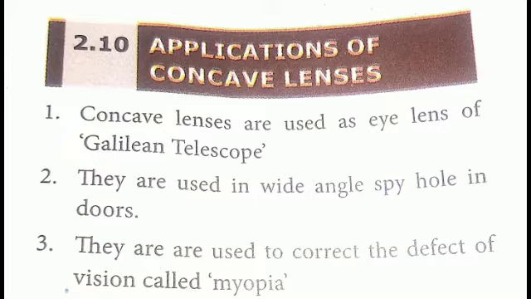The next topic is applications of concave lenses. Concave lenses are used as the eye lens of a Galilean telescope. They are used in wide-angle spy holes in doors. They are used to correct the defect of vision called myopia.